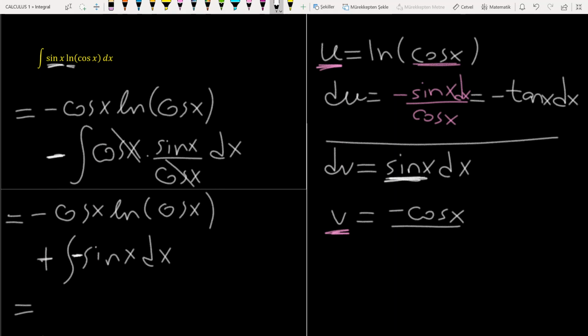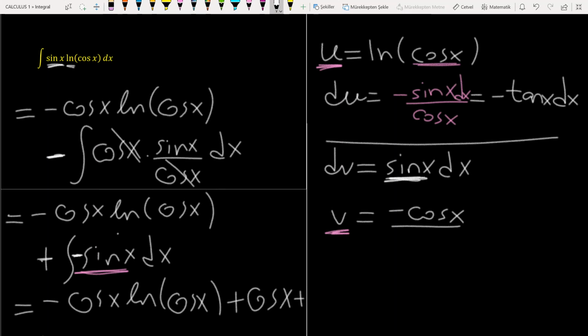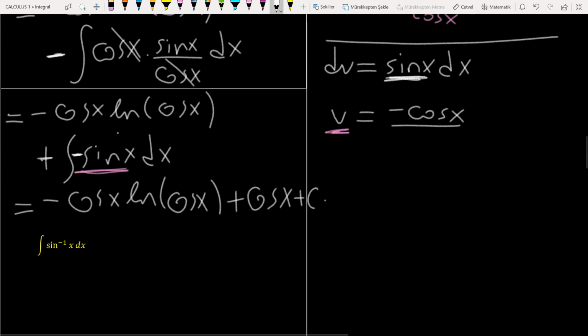And finally, the last step, to integrate this term: minus cosine x ln cosine x plus, what is the antiderivative of minus sine x? The antiderivative of minus sine x is cosine x. So cosine x plus c. This is the answer of this question. Let's continue to solve more problems.